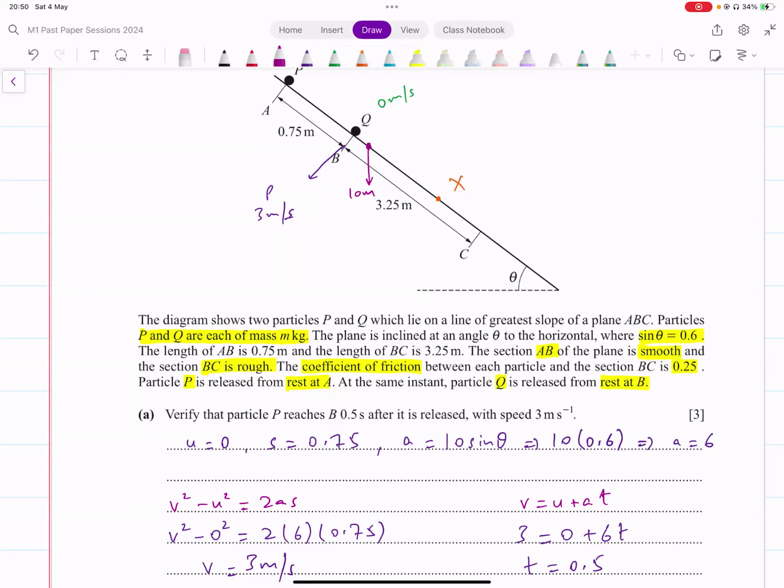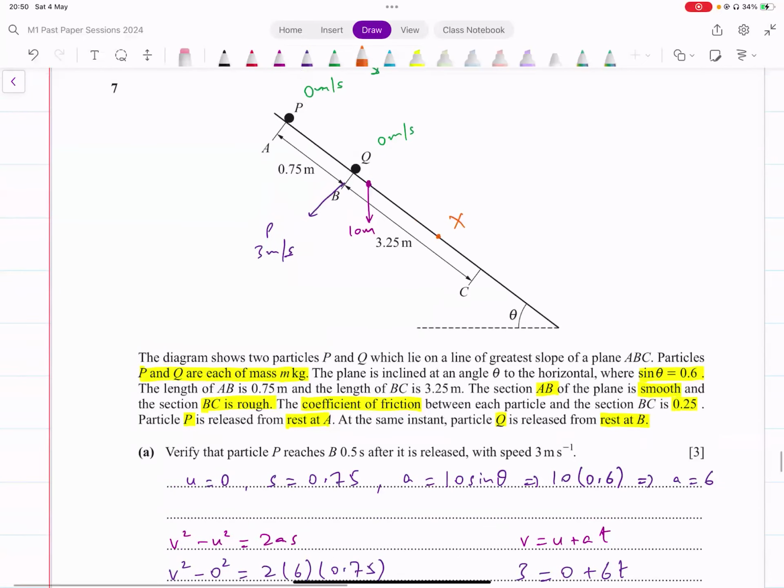What other forces do we have? We've got friction because the plane is rough. From B to C, the plane is rough. There's going to be friction that acts in this direction, and these are the only two forces acting along the surface. There's going to be a reaction that acts in this direction. Let's resolve the forces. If this angle is theta, this angle is also going to be theta.